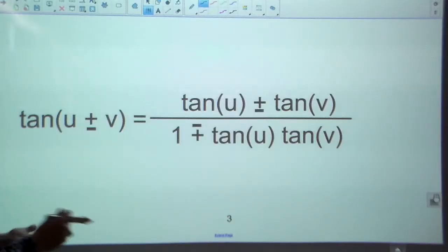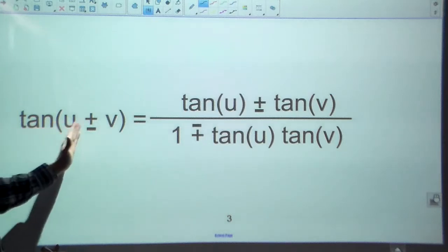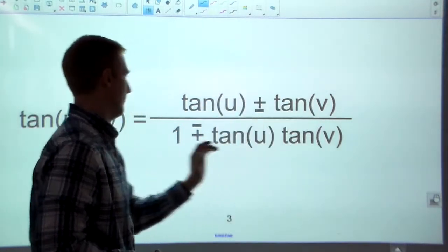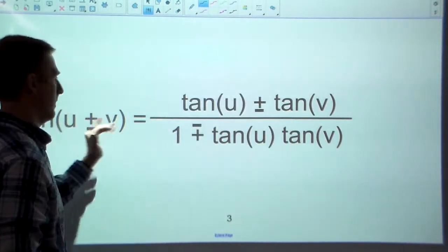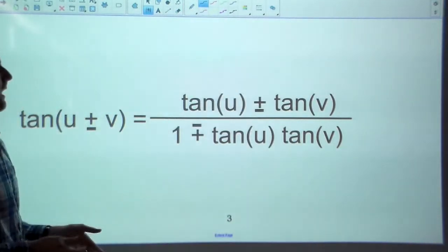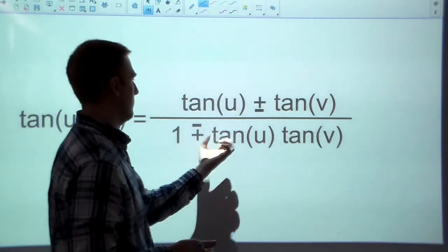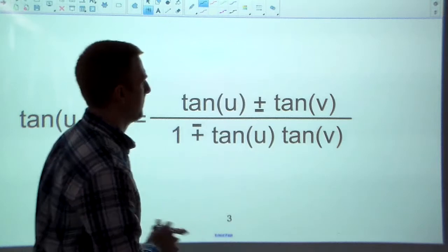Here's your more formal way to write that. So tangent of an angle plus or minus another one is tangent of one angle plus or minus the other one. The sign is going to be the same. Whatever it is here, it's going to be the same there. On the bottom, you have 1 and then the opposite sign from whatever was here. And then tangent of one thing times tangent of the other.